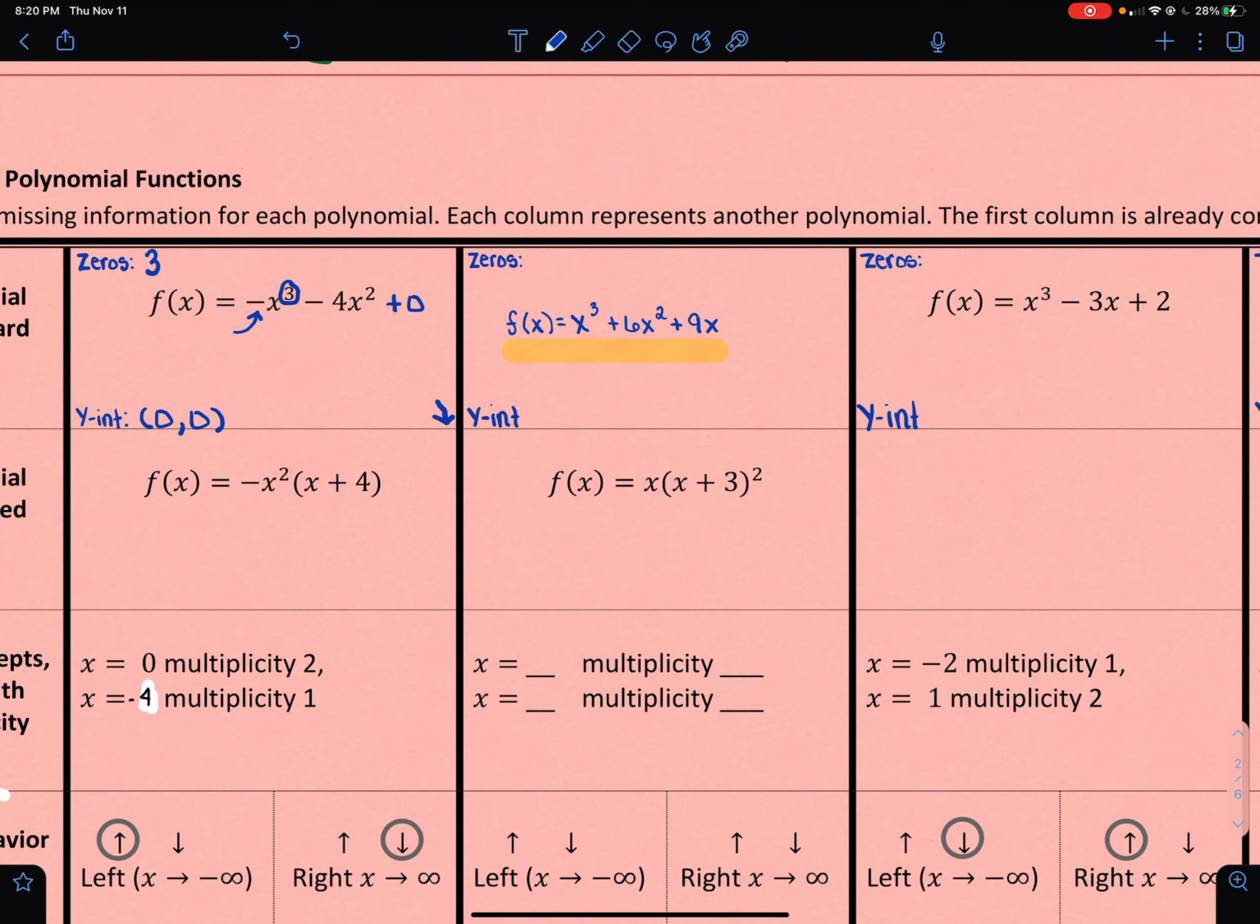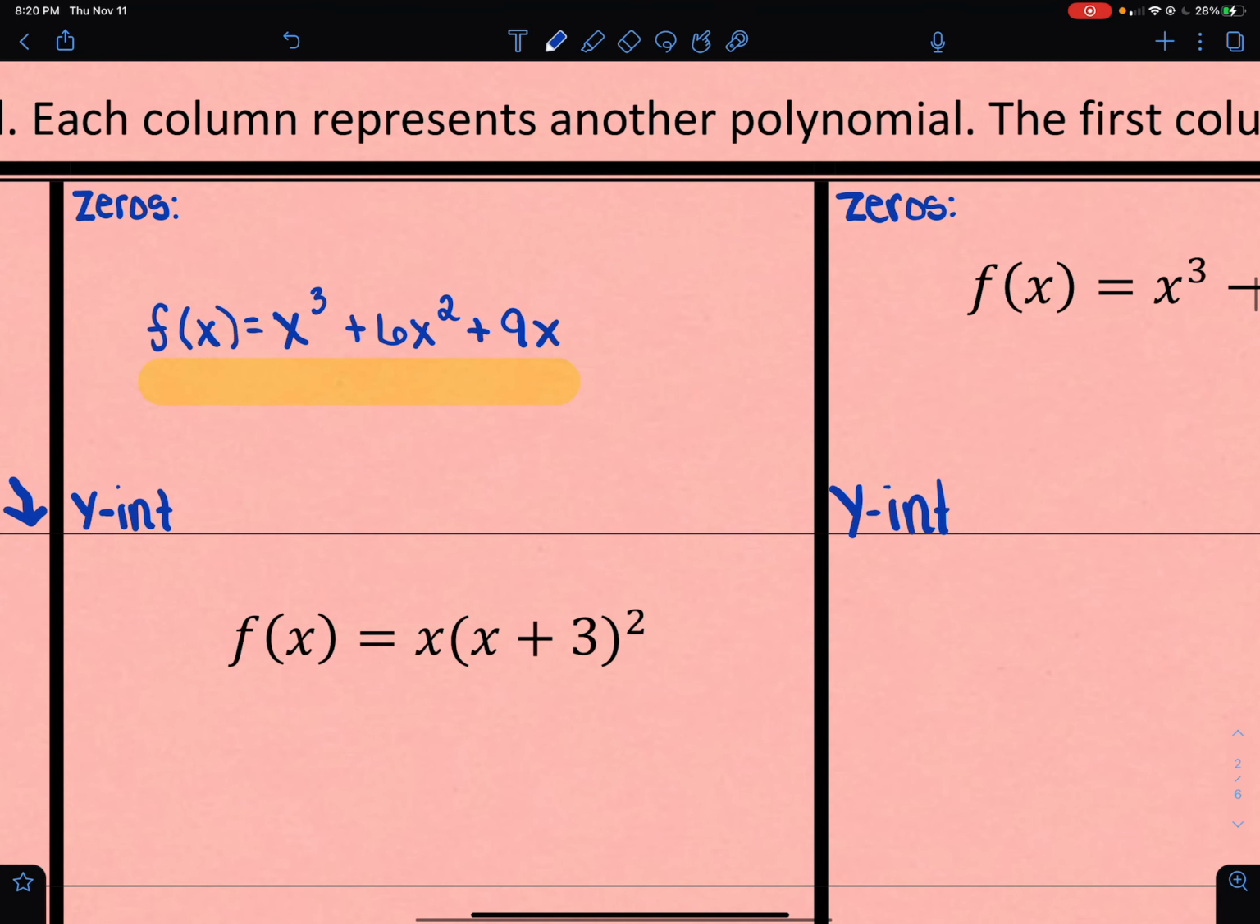Okay. All right, so looking at the second graph, second column, fill in this equation. F of x is equal to x cubed plus 6x squared plus 9x. Okay. How many zeros are there going to be? Well, the number of zeros is determined by the largest degree. So the largest degree is 3. So the number of zeros is 3 zeros. Okay. The y-intercept on this one is that constant term. The constant term is 0 in this case. So again, our y-intercept is 0, 0.